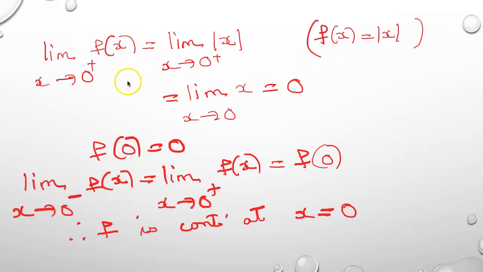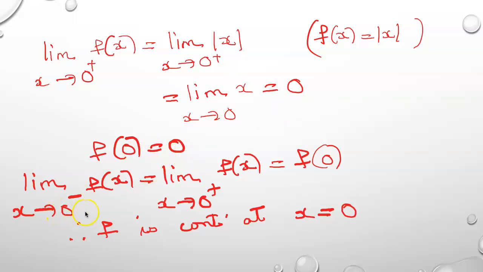Limit as x tends to 0 to the right of f(x). Now that is, the limit as x tends to 0 to the right of mod x. Extending to 0 to the right means x is greater than 0. So mod x is x. So this is the limit as x tends to 0 of x, which is again 0. And f of 0 is 0 because mod 0 is 0.